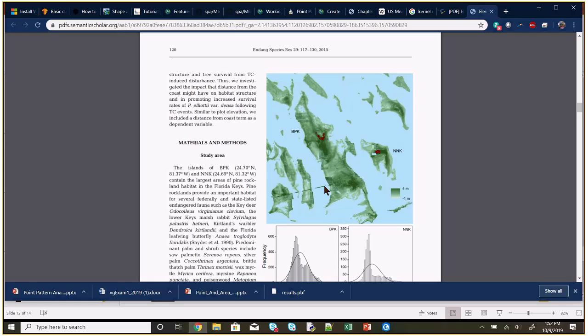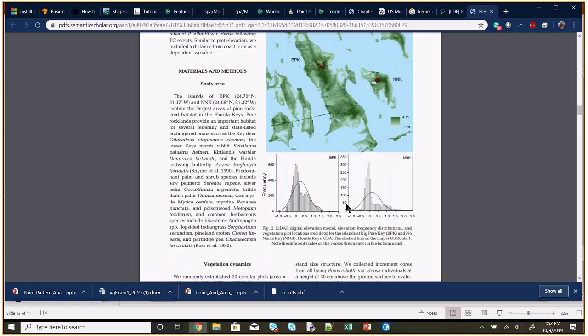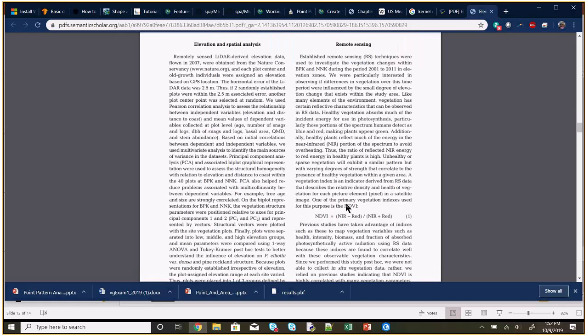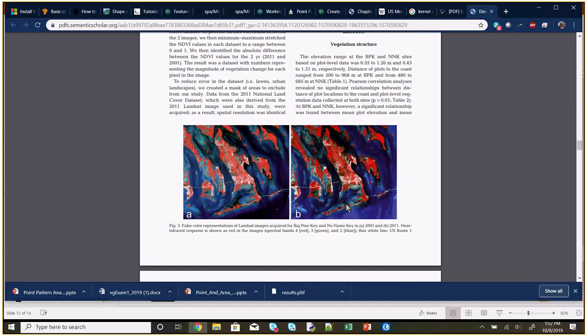Okay, the elevation doesn't change much. They're mostly flat, but the elevation changes a little bit. We're talking about micro changes in elevation, though. From, I think, 5 meters is the highest above sea level.